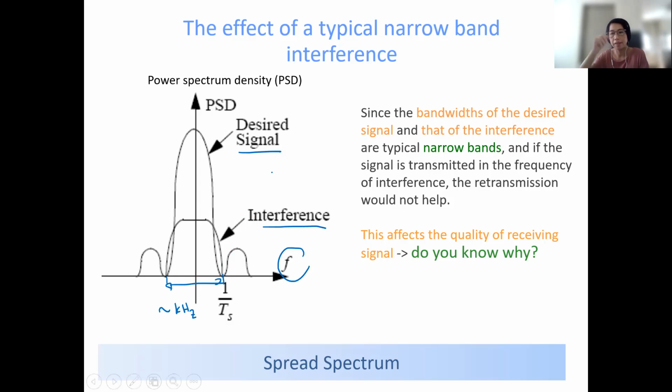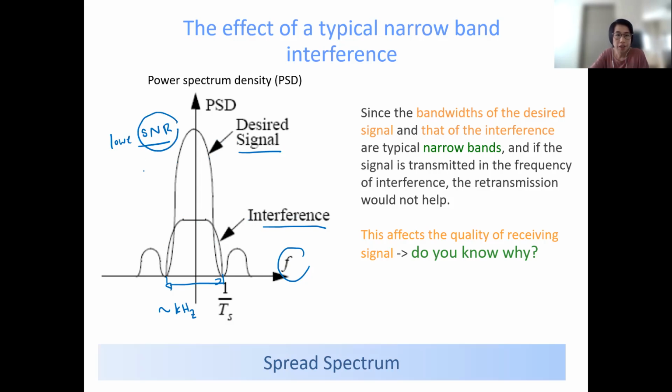So in some cases, when you transmit a signal, maybe the bandwidth of the signal and the bandwidth of the interference just coincide with each other like this. Accidentally they have the same bandwidth. So what you get from this figure is that at the receiver side, you can have a lower SNR, right?